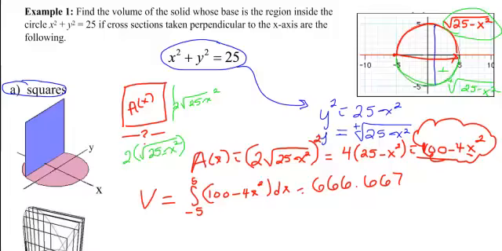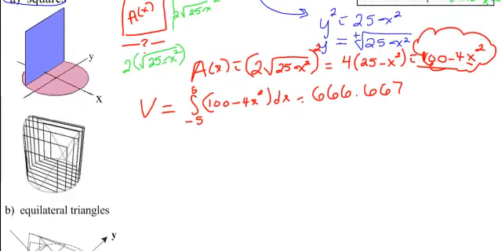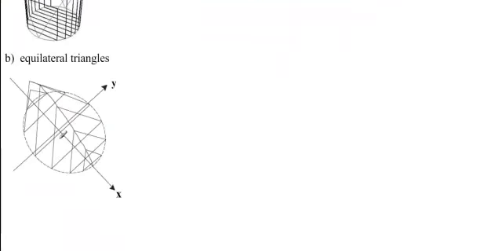And that covers the first problem with squares. What if I took that same circular base, x squared plus y squared equals 25, and I filled it with cross-sectional pieces that are equilateral triangles? Well, basically I'm going to have the same thing. I just need the volume from -5 to 5 of A of x dx. So the only challenge here is to find A of x.